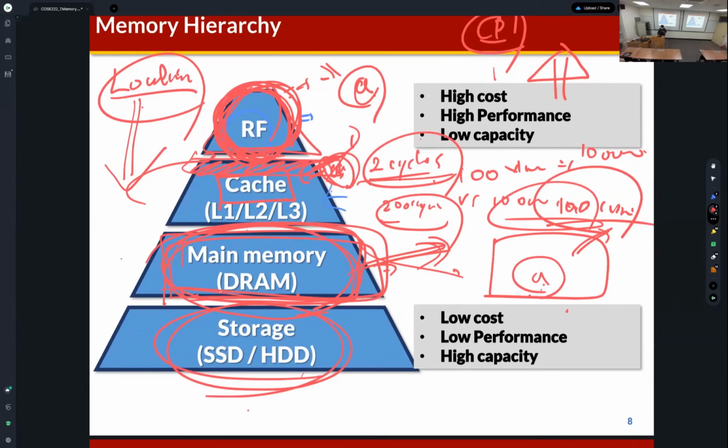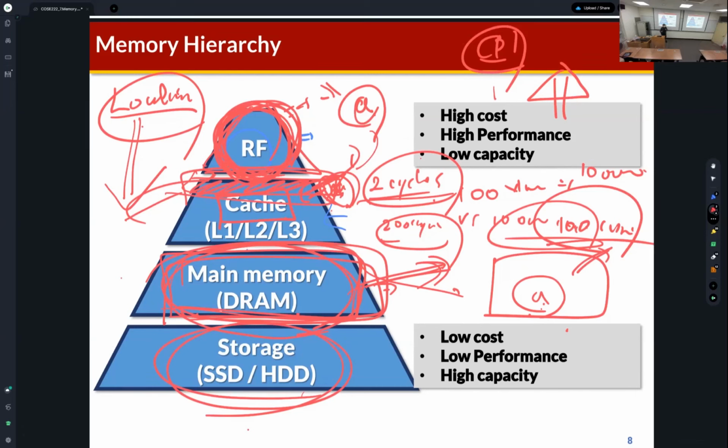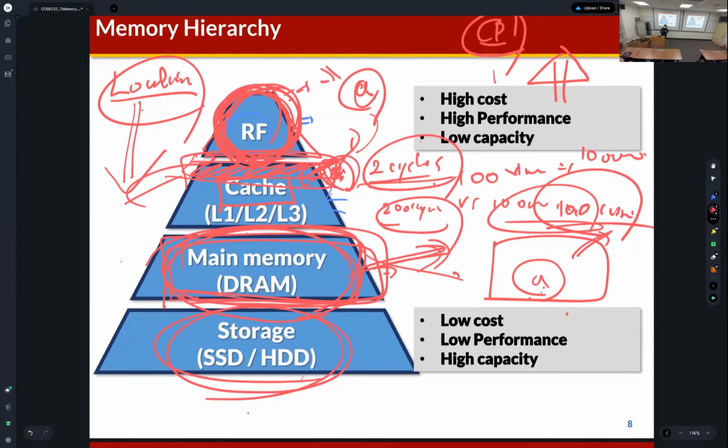So we organize the memory system like the memory hierarchy in order to exploit data locality, right? As I explained, certain data is frequently accessed by a program, and if this frequently accessed data is found in the higher level memory, then we can reduce the performance cost. That is the idea of memory hierarchy. It's a very critical and very important idea of the computer system.